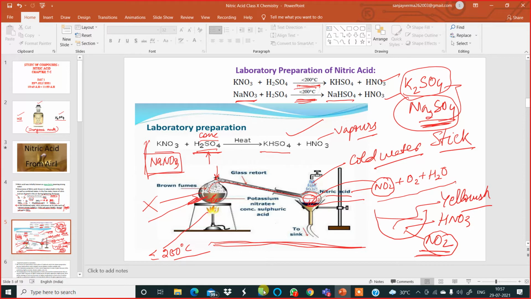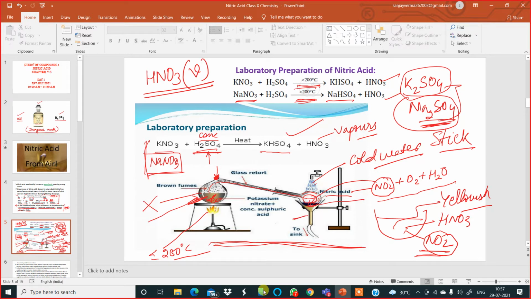An all glass apparatus is used in the lab preparation of nitric acid because in this preparation, vapors of nitric acid are formed, and vapors of nitric acid are highly corrosive. They react with almost anything except glass. That is why we cannot use a rubber stopper or a wooden stopper. If it is rubber or wooden, the nitric acid vapors will immediately react with it. That's why everything is made of glass here, even this funnel is a glass funnel.